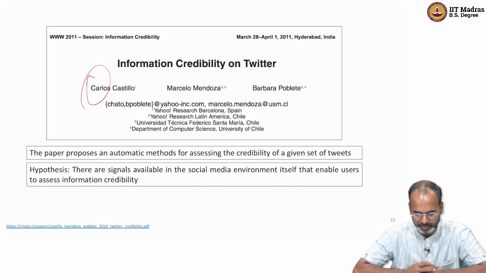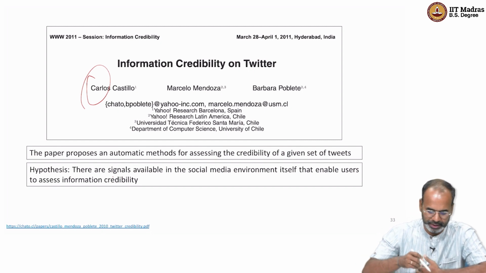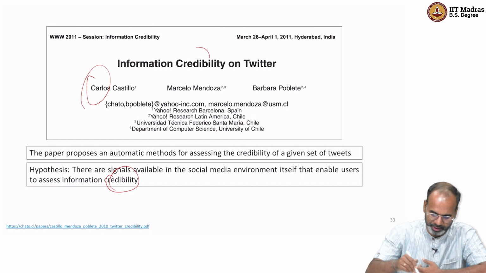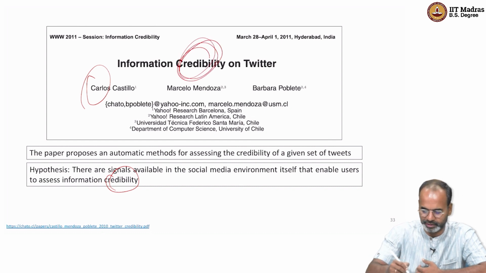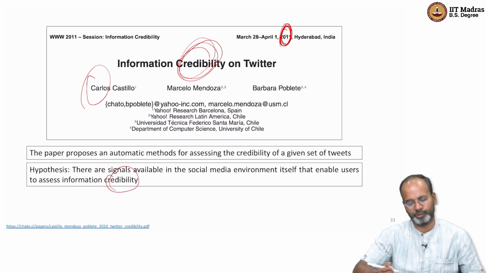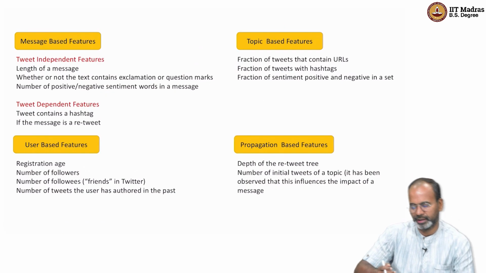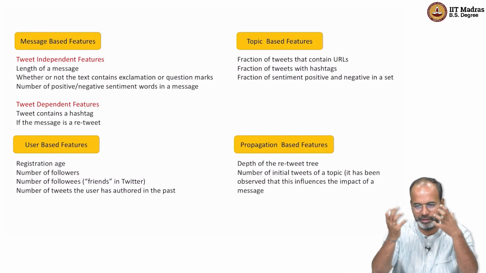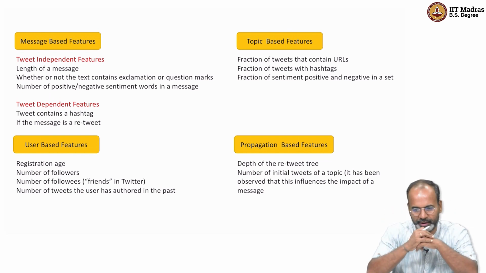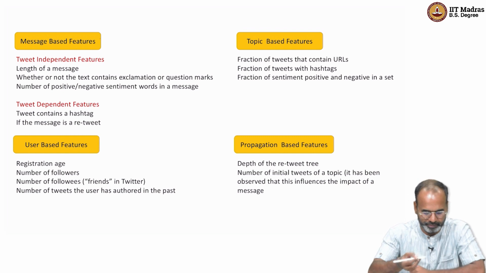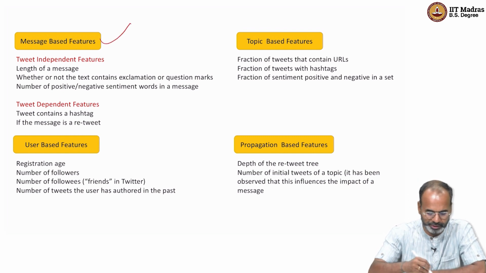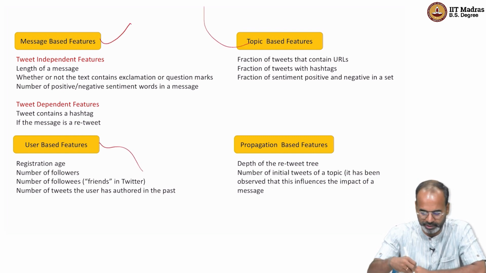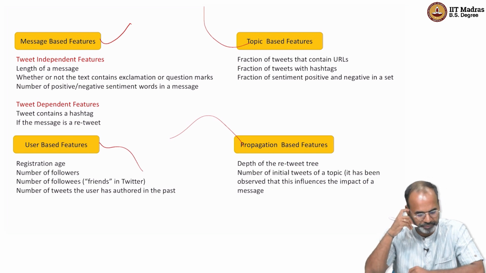There are signals available in the social media environment itself. This is one of the classical papers, and that's why, if you see, the word credibility is here. The paper was published in 2011, that's like 12 years before, and it helps using different features of Twitter for making the choice, right? Twitter, of course, has message-based features, user-based features, topic-based, and propagation-based.